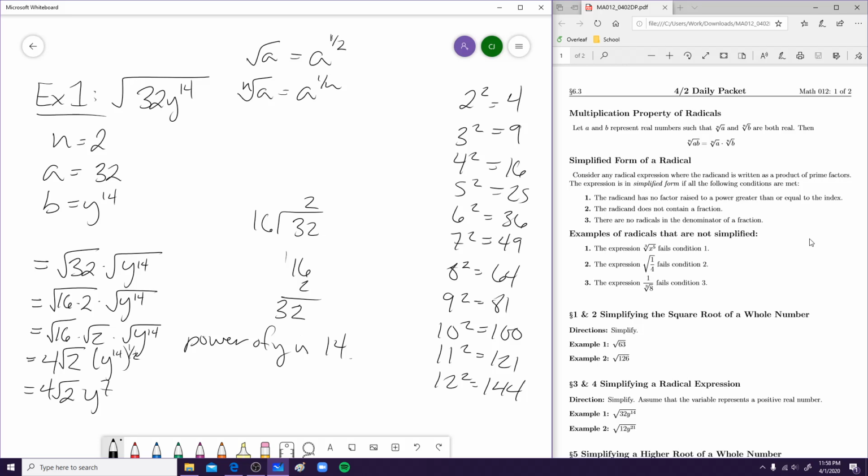This is our final answer. Normally it's not as common to keep the radical in the middle, so I'm going to rewrite it. Usually it's in the back. So I'm going to rewrite this as 4y to the 7th times the square root of 2. That way there's no question what is in the square root and what's not.